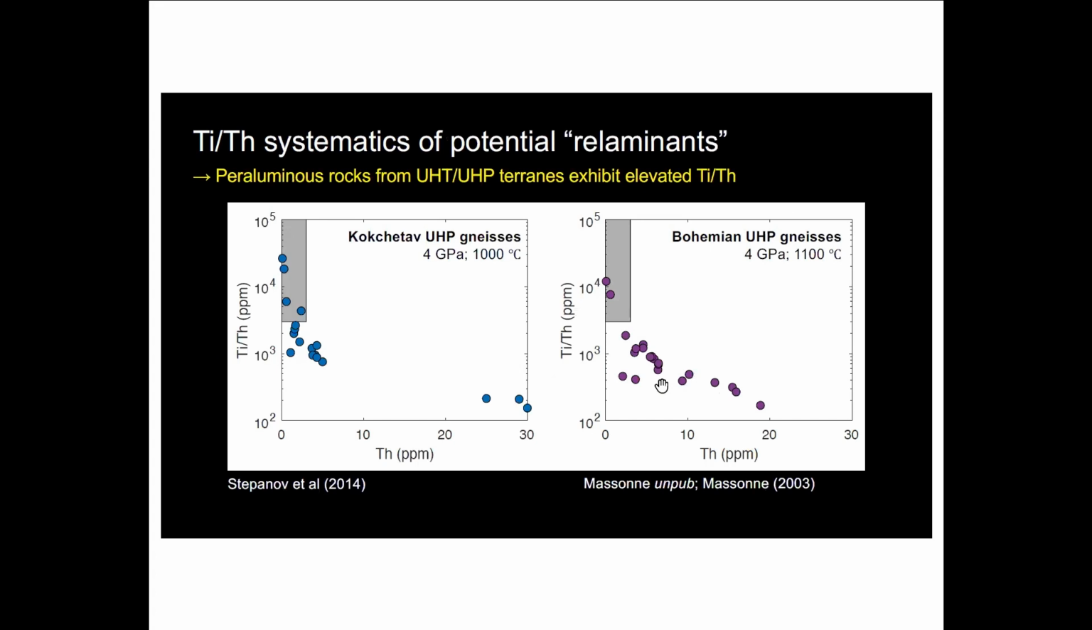Do rocks where independent PT constraints exist and are consistent with the predictions of relamination, i.e. high pressures and high temperatures, have elevated titanium-thorium? Well, Kochetav and the Bohemian Massif tend to do that. They each have elevated titanium-thorium. Again, they show this tail out to high thorium values consistent with inefficient melt extraction. But at least the maximum values of titanium-thorium are consistent with the indication from the Ivrea zone.